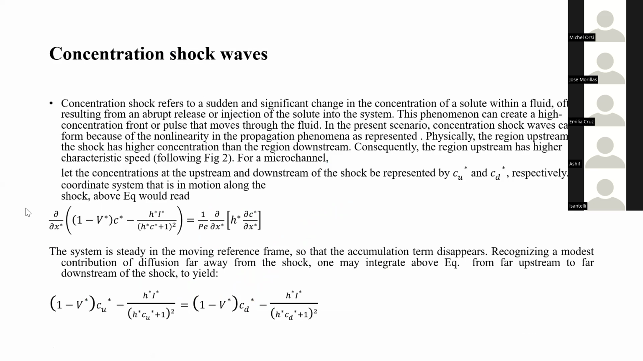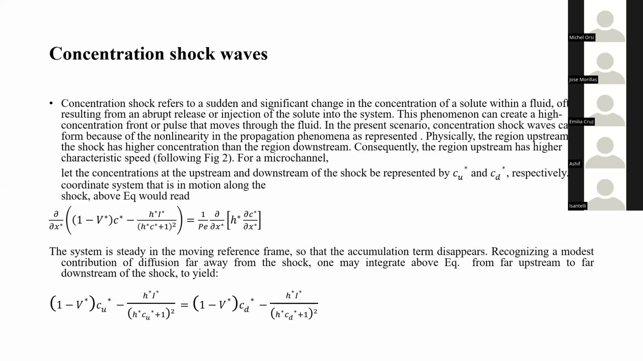Concentration shock waves occur when the left hand side of the equation is equal to the right hand side of this equation, and refer to a sudden and significant jump in the concentration of a solute within a fluid, often resulting from abrupt release or injection of solute in the system. This phenomenon can create a high concentration front pulse that moves through the fluid.